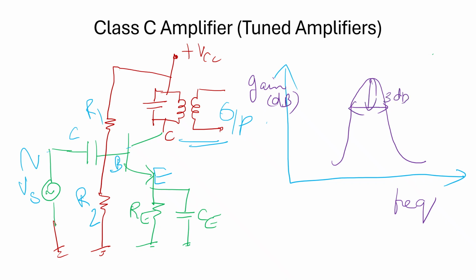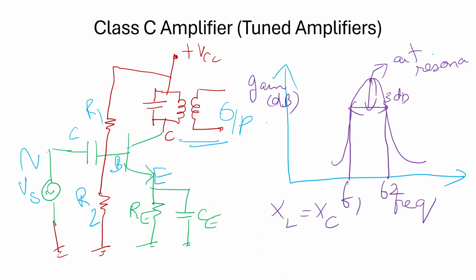3 decibel, reduce 3 decibel from the maximum peak. This is at resonance. At resonance, what is the condition? XL is equal to XC. So here we have F1 and F2. So the bandwidth of the single tuned circuit will be F2 minus F1. This is a circuit diagram of single tuned and its respective frequency response curve.